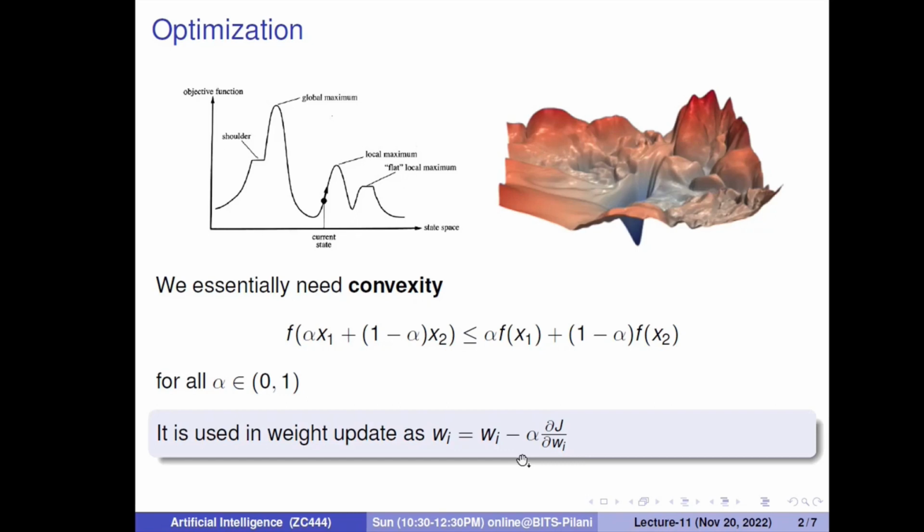If you want to reach the local optima, the method is that you update your parameter using this particular formula, provided this function satisfies an equation called the convexity condition, which we have discussed in detail.